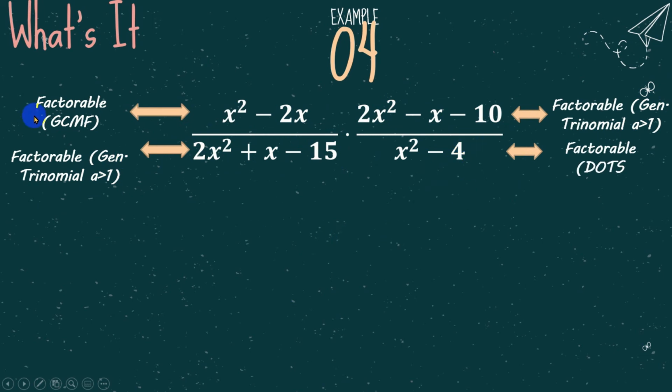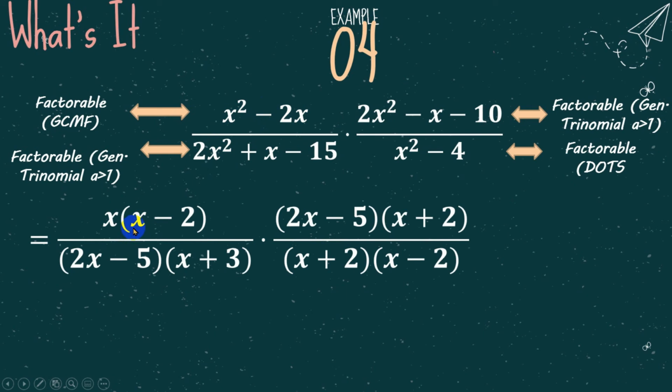Now, let's start factoring. So, ano nga ba ang magiging factor ng ating numerator if we factor out the greatest common monomial factor? So, x is the GCMF, divide out x in these terms, so that will become x times the quantity of x minus 2. For the denominator, we have 2x squared plus x minus 15. The factors are the quantity of 2x minus 5 times the quantity of x plus 3. And then, here naman, we have the quantity of 2x minus 5 again times x plus 2.